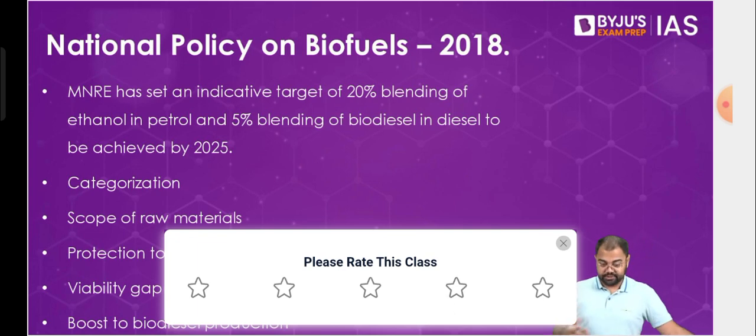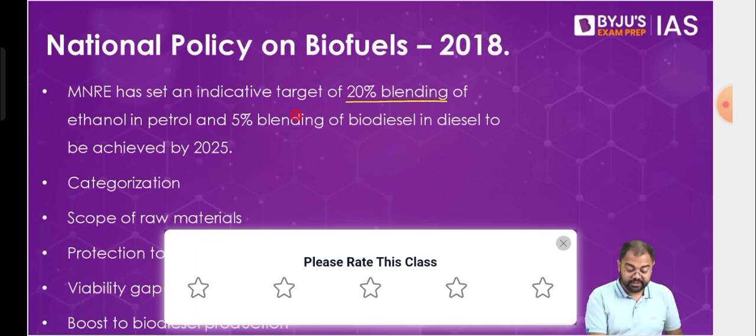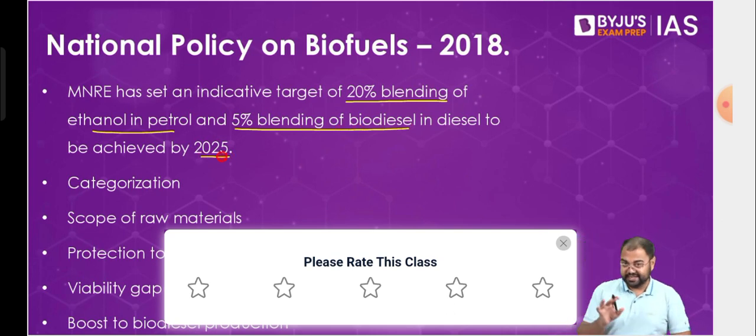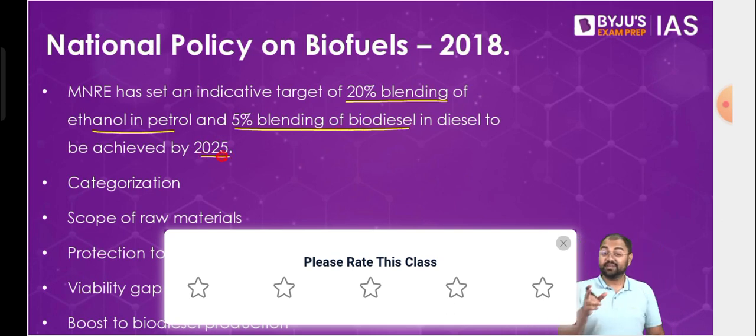So, for example, the 2018 policy talks about 20% blending of ethanol in petrol and 5% blending of biodiesel in diesel to be achieved by 2025. Initially in 2018 it was 2030, and then an amendment was made in 2021, and the 2030 timeline was brought down to 2025. So that's a very steep target that the government has taken, and that too with an amendment.